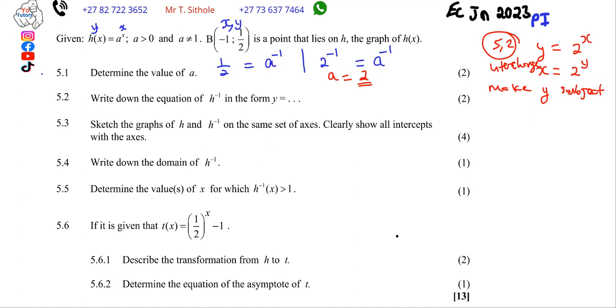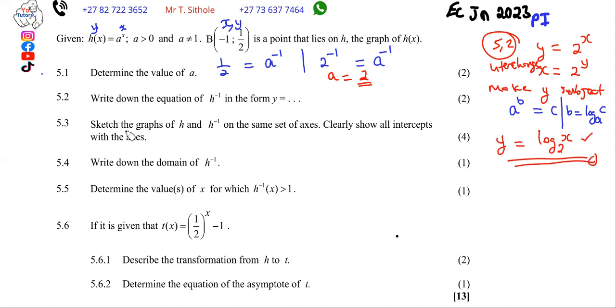What we also need to remember is the relationship between logarithms and exponents: if a to the power b is equal to c, this is the same as b is equal to log base a of c. If we bring that in, we get y is equal to log, the base is 2, of x. So this is the equation that is needed.